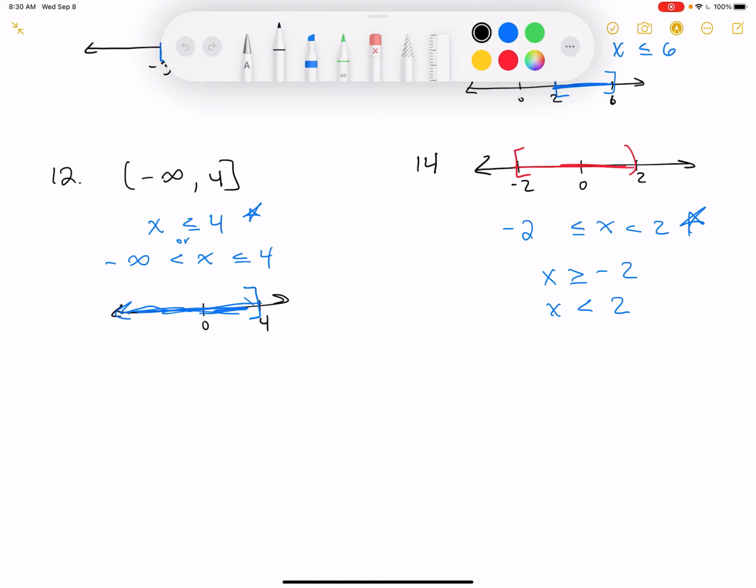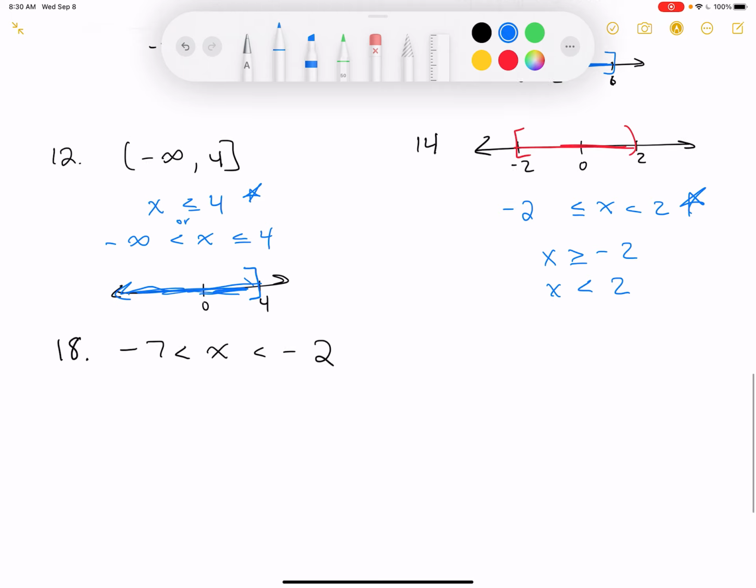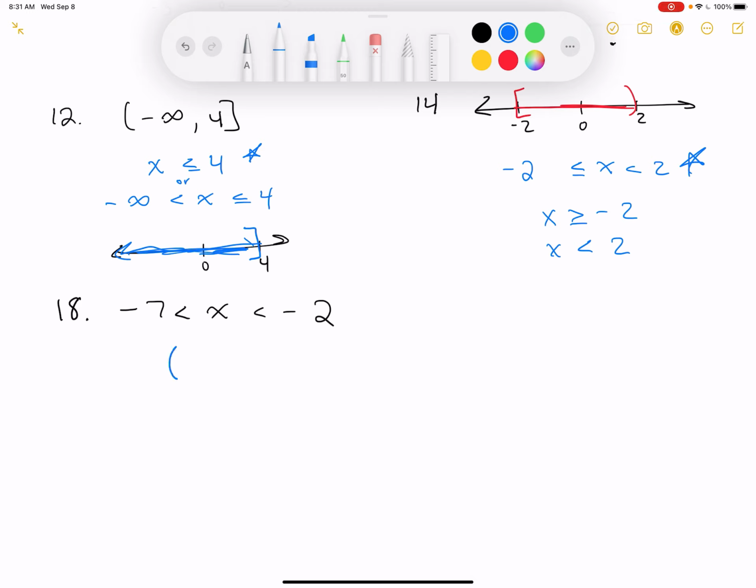All right, so we wrapped up the writing as an inequality yesterday, so we need to do the ones that we write as interval notation. So 18, we're given -7 less than x less than -2. Writing it in interval notation, we use parentheses, because it's either parentheses or brackets depending, but since it's just less than, it's -7 to -2 and closing the parentheses off.